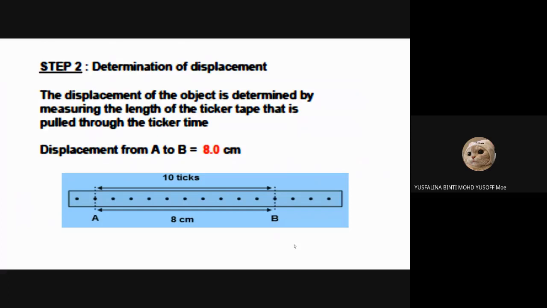And then the next one, you have to determine the displacement. Actually the displacement is the length from point A to point B, in cm. So the displacement from A to B is 8 cm. You have to measure from the first tick until the 10th tick here, and use your ruler to measure the length. So that is the displacement.